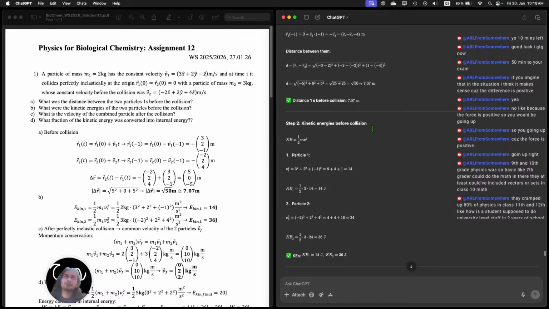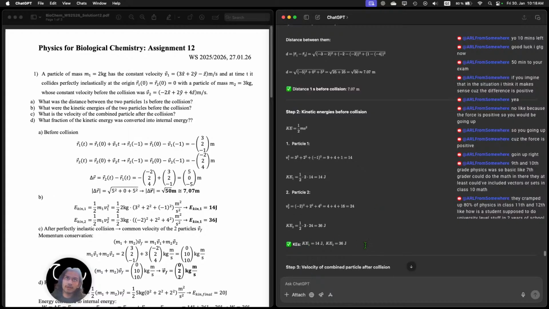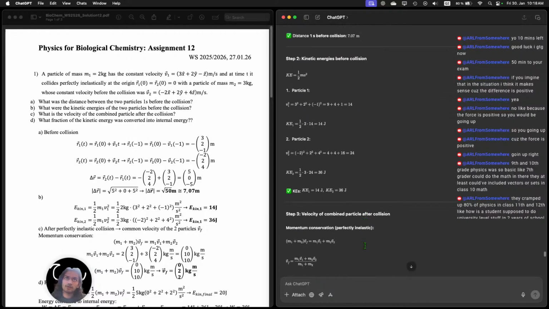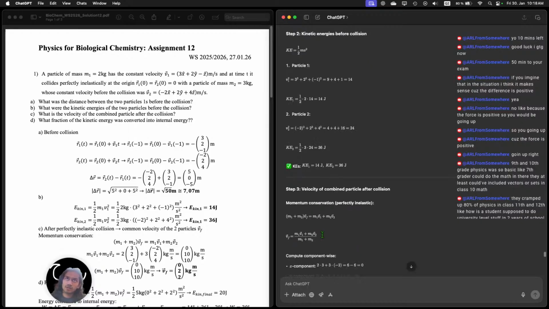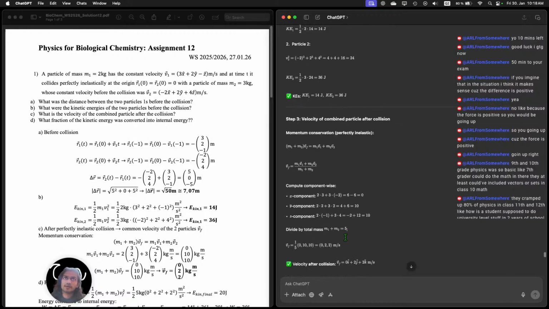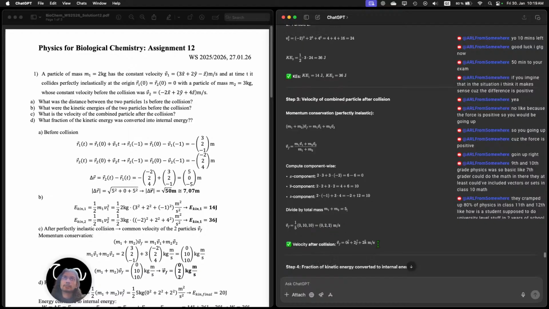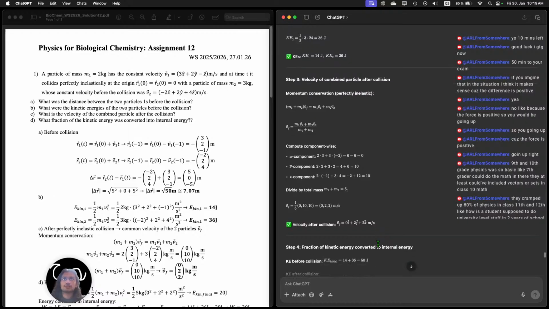So, kinetic energy before collision. Okay, you use dv like v. And you took the difference? No, you add them up. Velocity of the combined particle, Vf is equal to, yeah, that's the one. 0, 10, 10. No, I got 0, 2, 2. Yeah, 0, 2, 2. Okay. Velocity after collision, that's right.